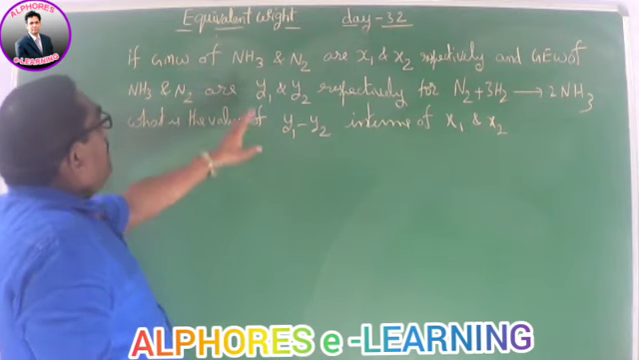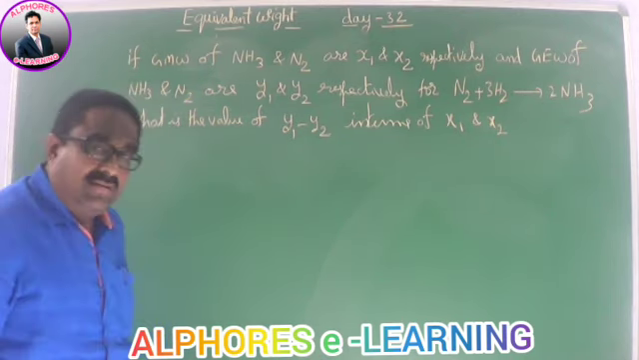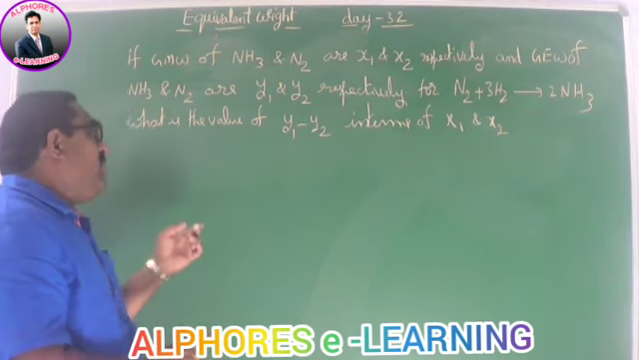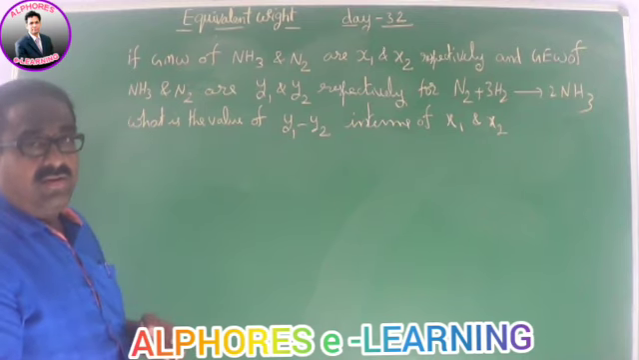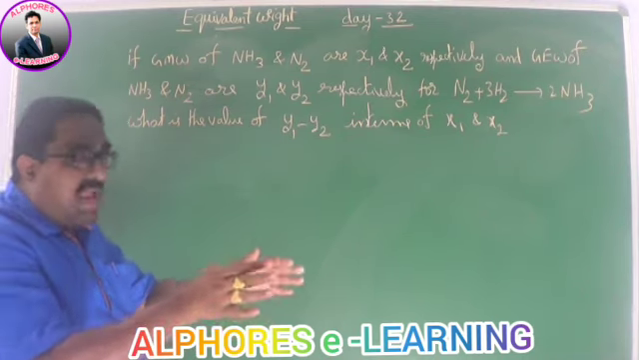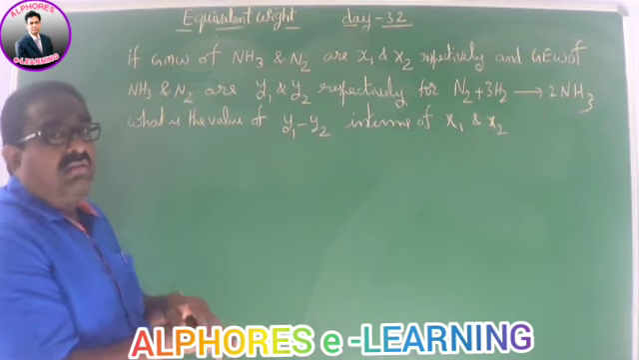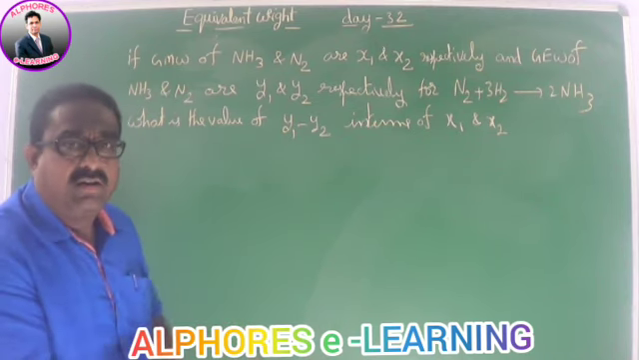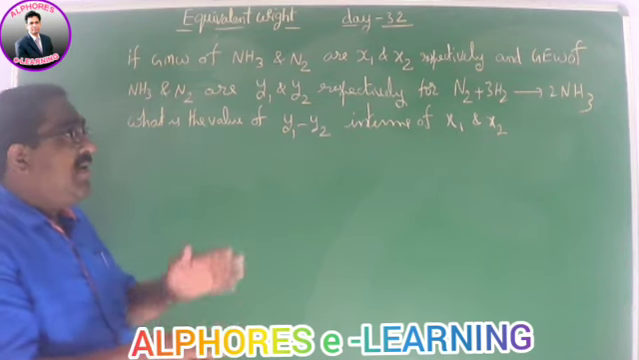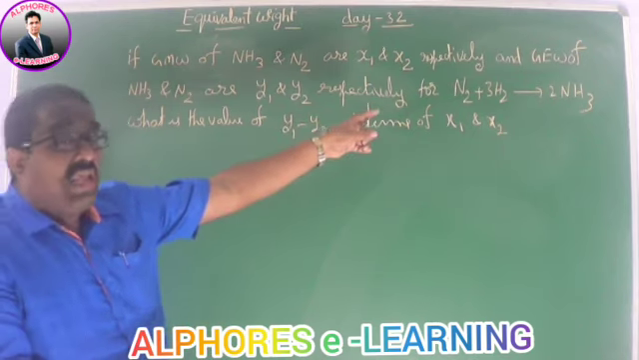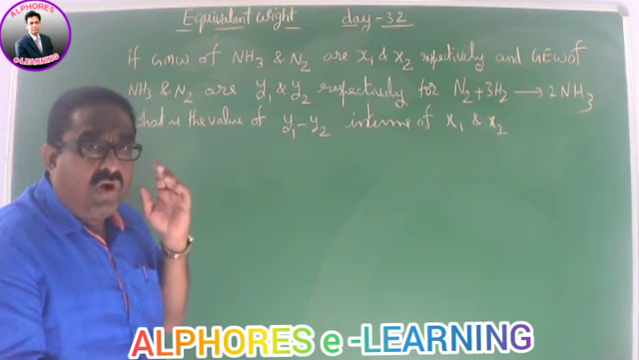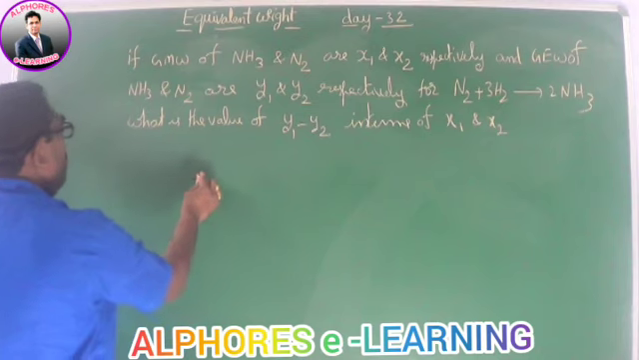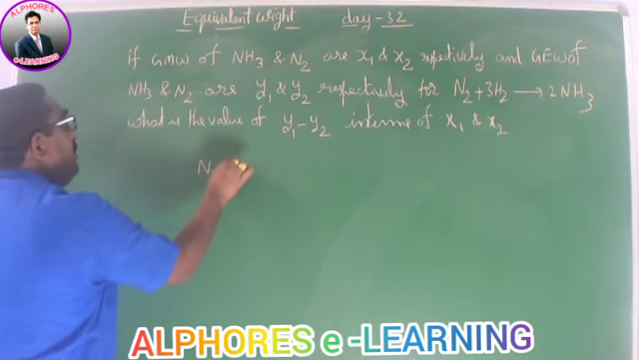How exactly to calculate here? X1, X2 are molar masses. Y1 and Y2 are equivalent masses. So you have to relate equivalent masses with molar masses. That is possible through N factors. How they are changing, for that he has given the equation. That's the way one should think while reading the question itself. Now let me solve this.